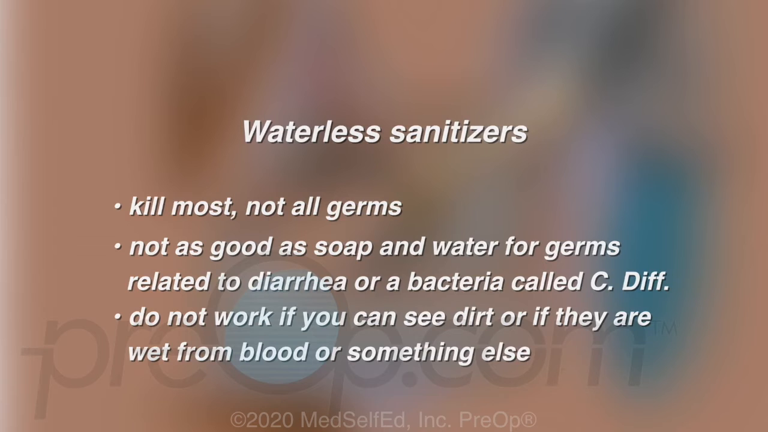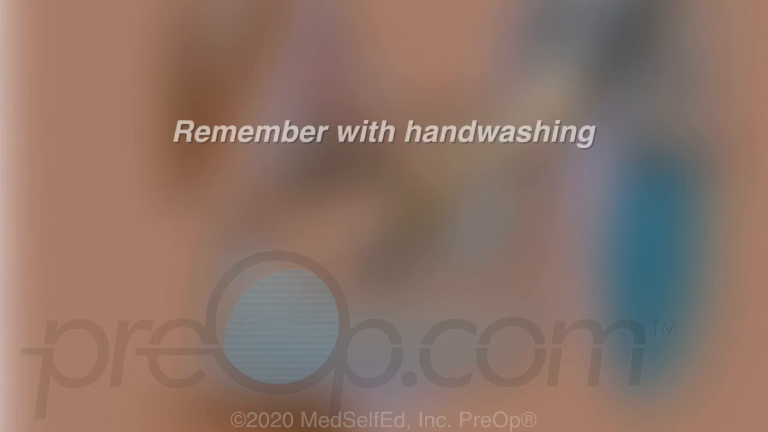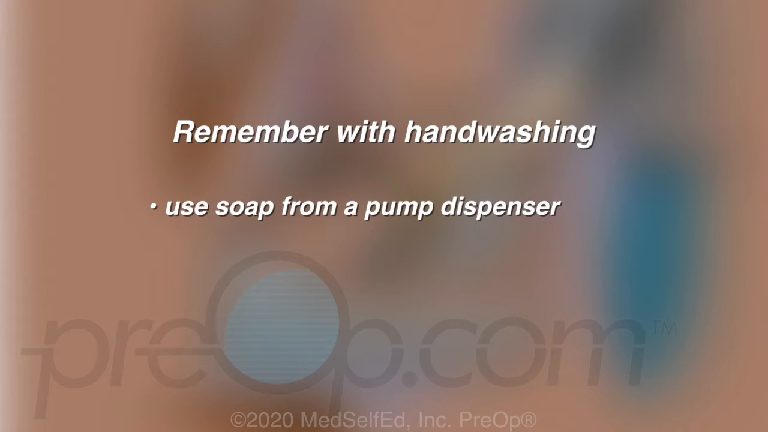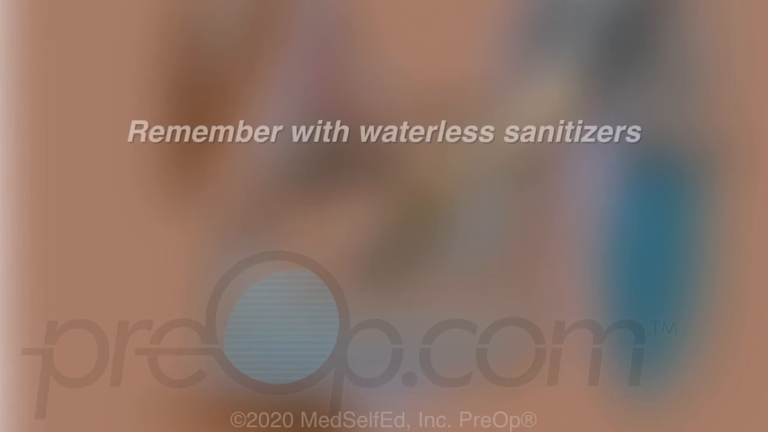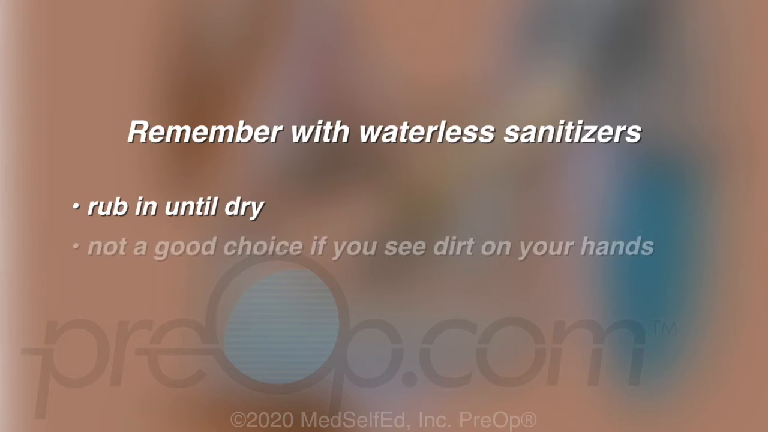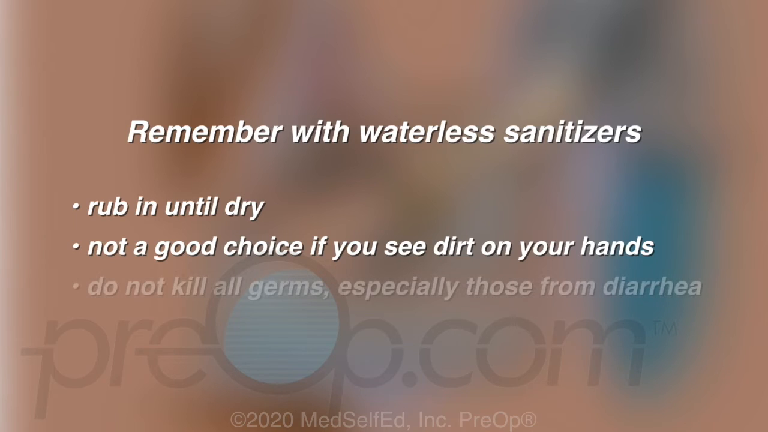Key points to remember with hand washing are to use soap from a pump dispenser. Rub your hands together for 20 to 30 seconds, and rinse completely with water. Remember, with waterless hand sanitizers, to rub in until dry, that they are not a good choice if you see dirt on your hands, and that they do not kill all germs, especially those from diarrhea.